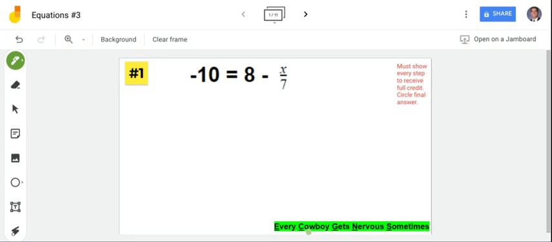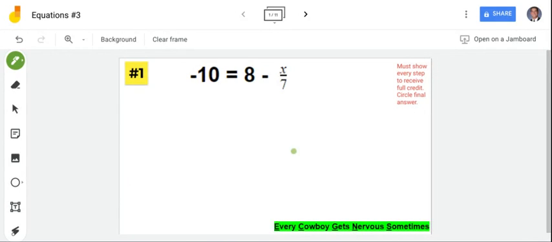The C on cowboy reminds me to combine like terms. I look left, I don't see any like terms. I look right, I don't see any like terms. Step 3, the G on gets reminds me to get the variable on one side. The variable x is already on the right side. There is no x on the left side. So I'm on to step 4.